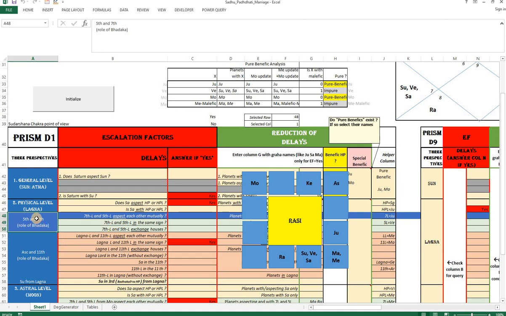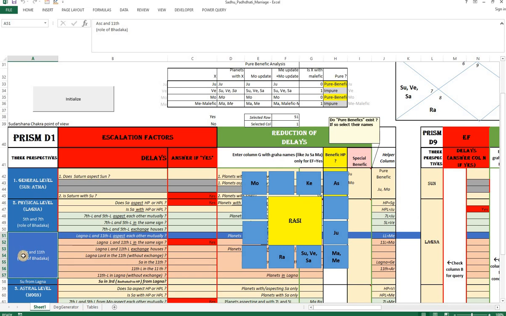Okay, that part is the physical level. We have covered one portion, which is the 5th and the 7th, the role of the Badaka. And also they check the 7th house from the house of purpose, which is the ascendant. So the ascendant is a Badaka to the 7th house in a way. And the 11th as such is a Badaka to the self itself. So they compare these two.